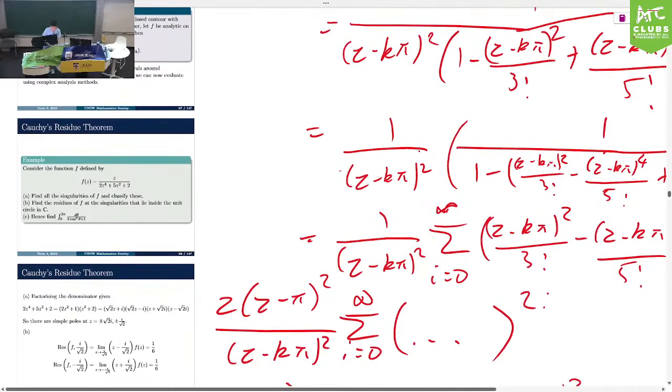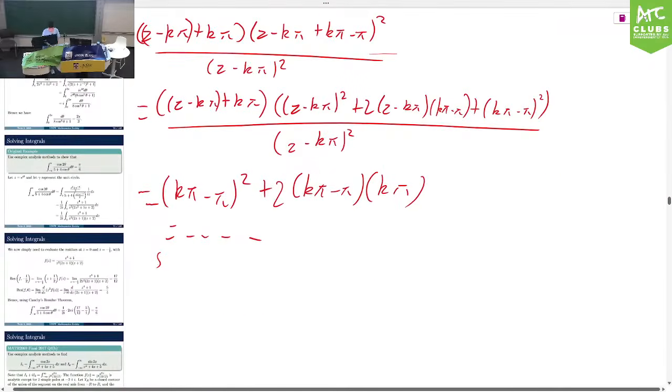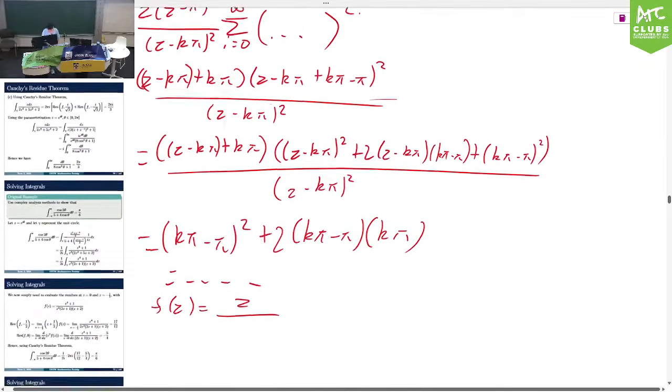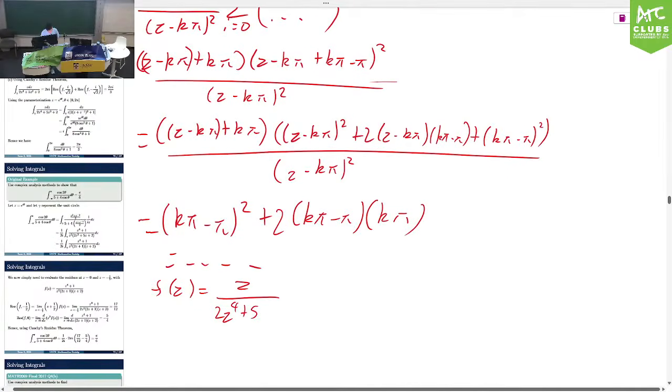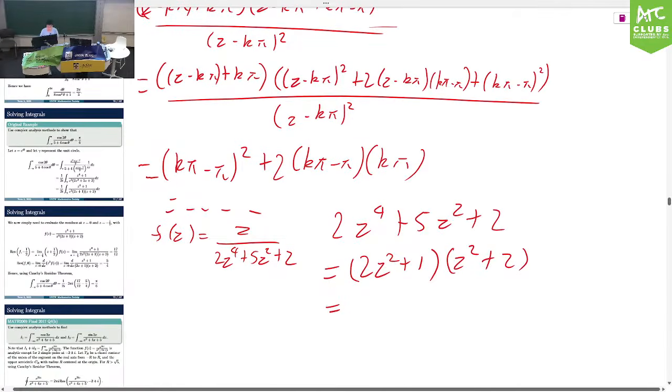Consider this function. Find all the singularities and classify these. So we have f of z equals z over 2z to the 4 plus 5z squared plus 2. So find all the singularities. Again, just make the denominator 0. So factorize this: 2z squared plus 1, z squared plus 2. And then we just factorize this further: root 2z plus i.